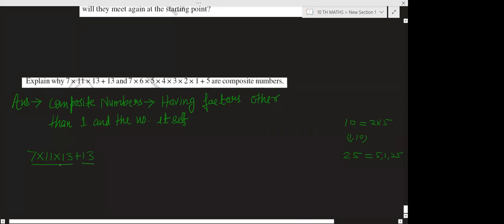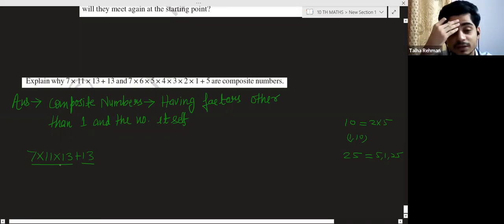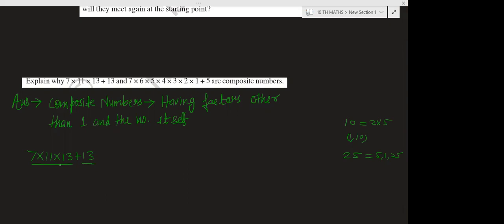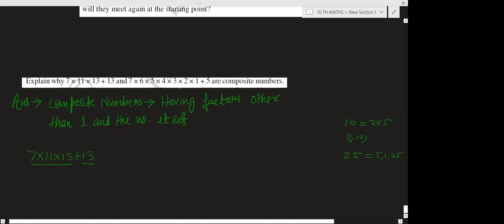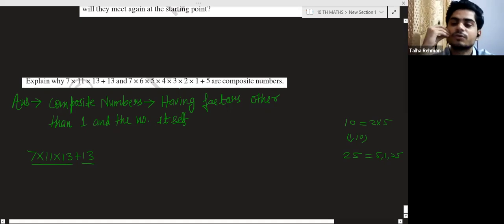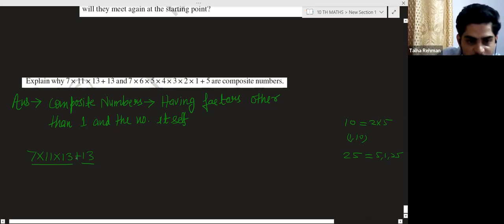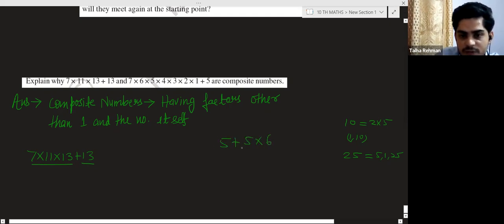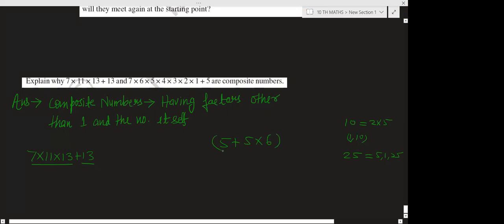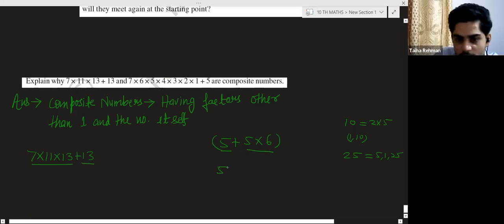Sir, what is common in these two numbers? Sir, they are all coprime. No, I am not talking about the coprimes. Actually, this is what is common here. You can take common from, like, I am writing 5 plus 5 into 6. So I can take 5 common from this and this. Then what will remain here? 1. Okay.